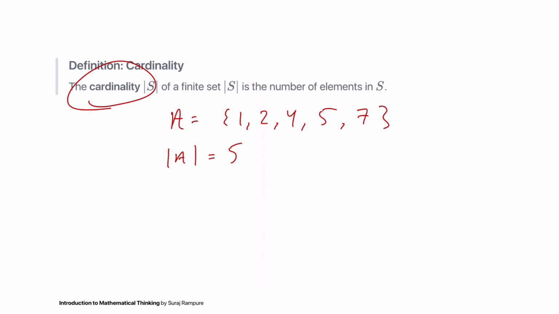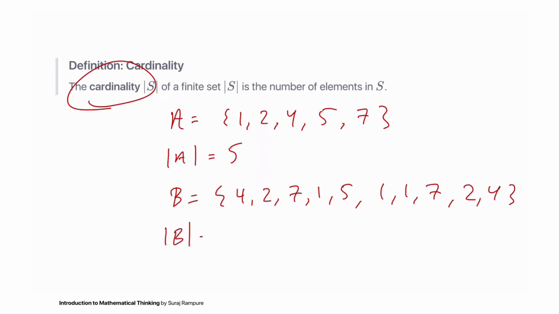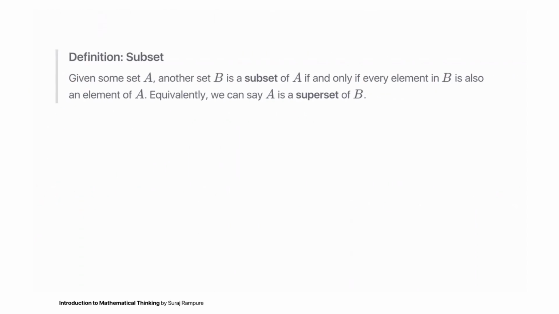And two things. One, sets are not ordered, and two, sets do not count duplicates, okay? So if I have this set B, which contains the same elements, but with some of them duplicated, the cardinality of B is also 5, okay? So all we care about is unique elements, and we do not care about ordering, okay? So that's our definition of the size of a set, or the cardinality, for now.